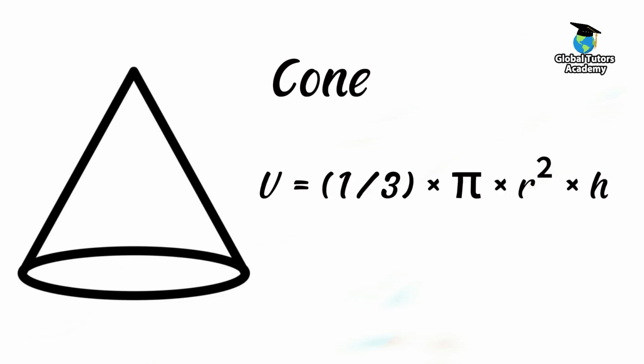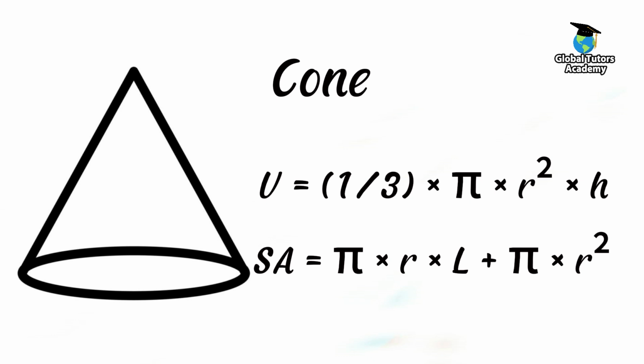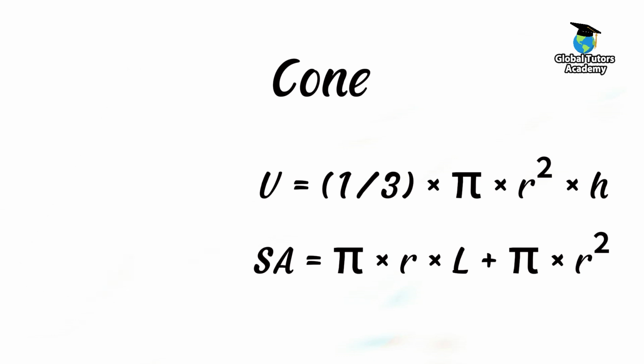Its volume is, where R is the radius, and H is the height. The surface area. Here, L is the slant height, the side of the cone, not the vertical height.